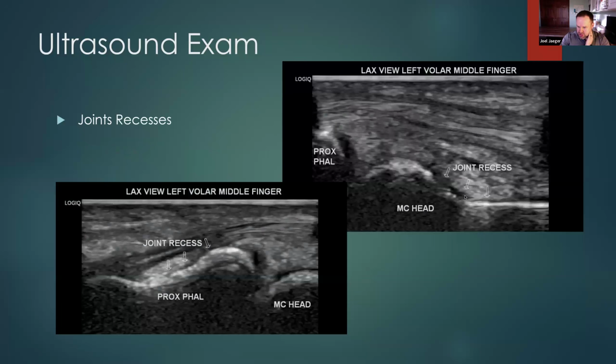Here are some pictures showing those joint recesses where we would be looking for some of that fluid to build up. So this is our MCP joint. This is the proximal side where we have our joint recess here. And then same joint, I went to visualize the distal aspect. And those are the areas we'd be looking for those recesses.